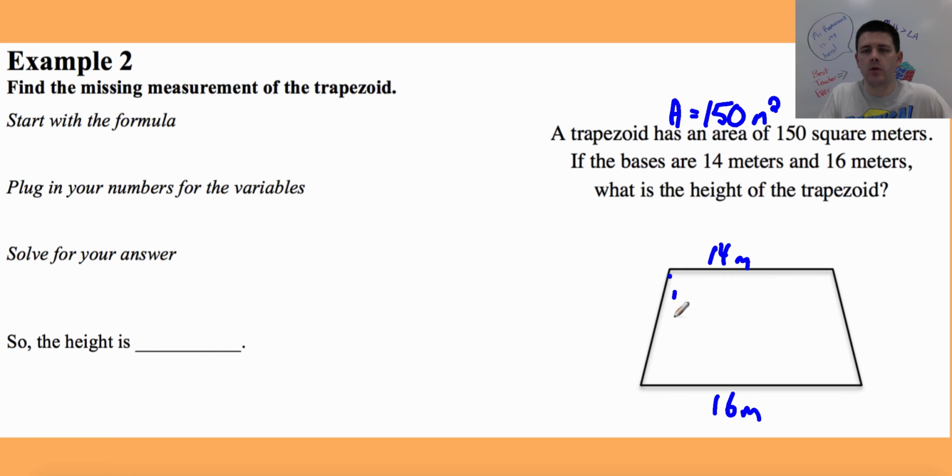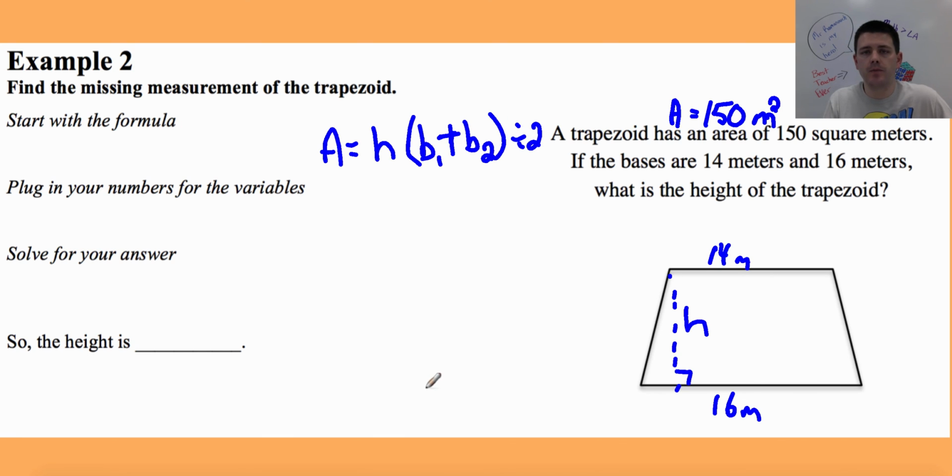What I don't know is this height. That's what I'm solving for. So remember, our key is start with the formula. So my area is equal to the height times my two bases added together divided by 2. So plug in what we know. I know the area is 150. I don't know my height. My bases are 14 and 16. And then I'm going to divide by 2.